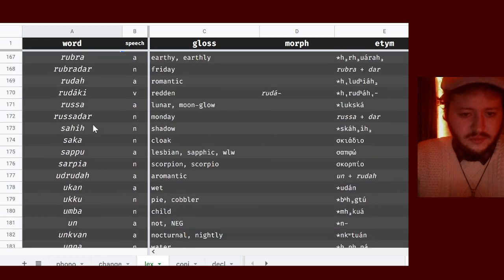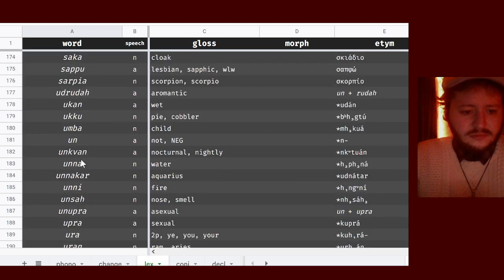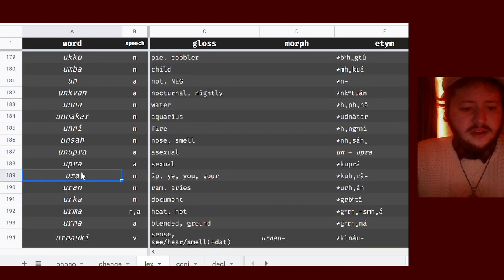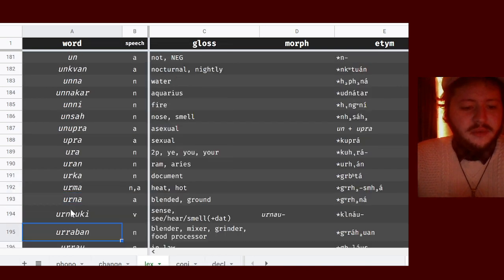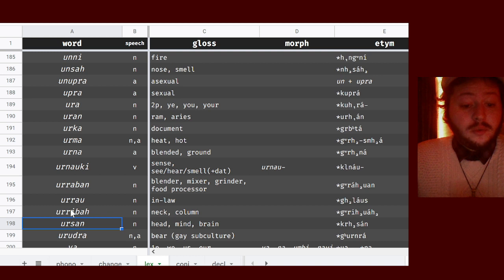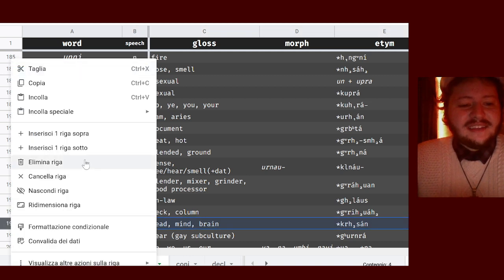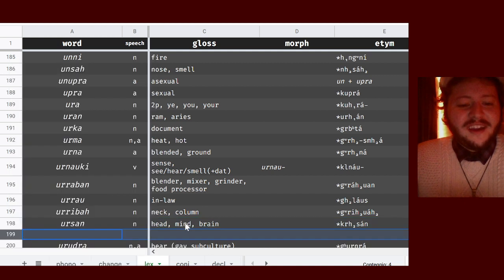Whoa. I could have sworn I do. Oh, I don't. Wait, no. I have ursan. Ursan is one letter off. Ursan means head, mind, or brain. Okay, it's different enough. I mean, the accusative of ursa will be ursan. So an object vehicle and a subject brain would be the same. That's actually kind of nice. I actually kind of like that homophone there.